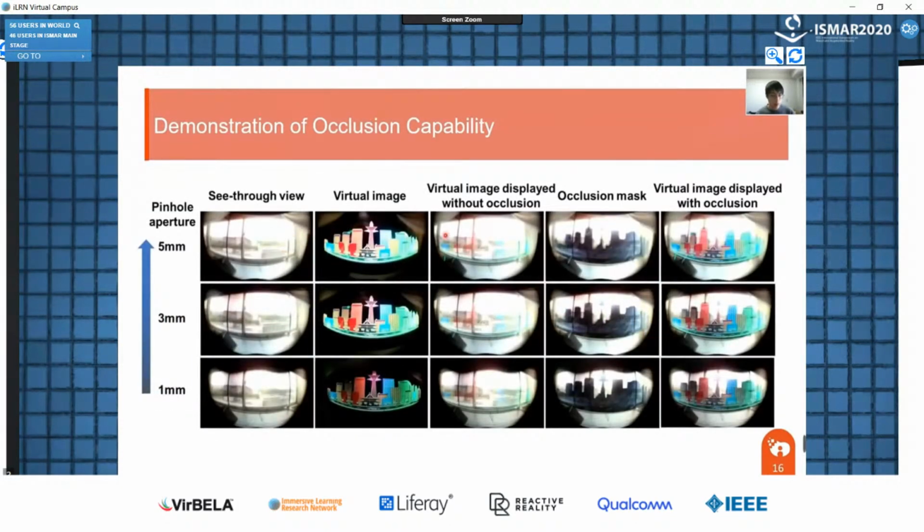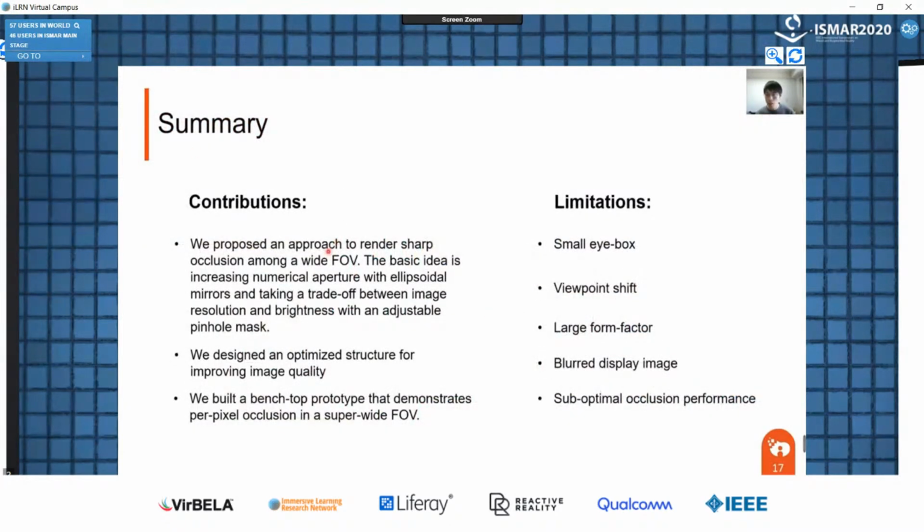What is more, the resolution of the occlusion mask drops as the pinhole aperture expands, while the image brightness increases as the pinhole aperture increases. As a summary, our contributions include: we proposed an approach to render sharp occlusion across a wide field of view. We also designed an optimized structure for improving image quality, and we further built a digital prototype that demonstrates purposeful occlusion in a super wide field of view.